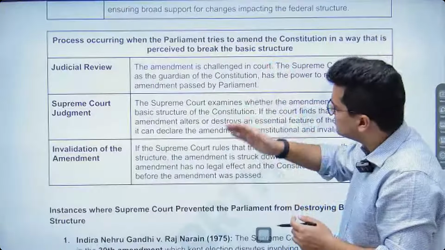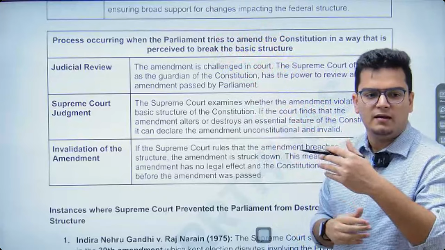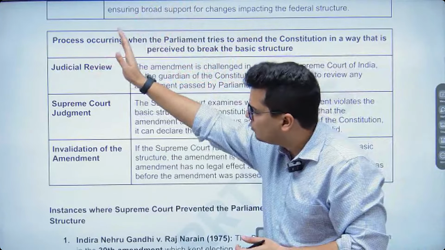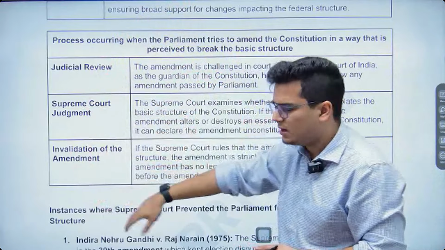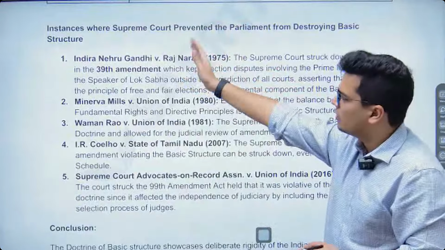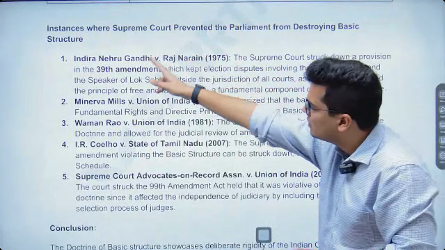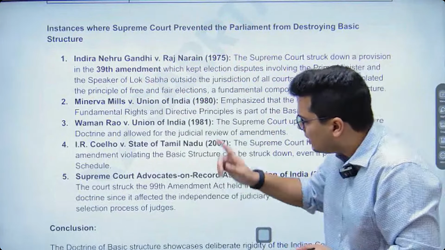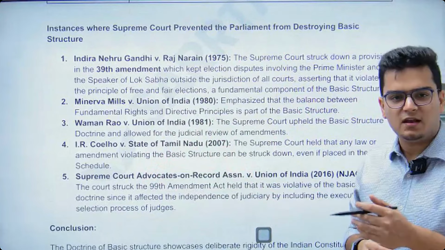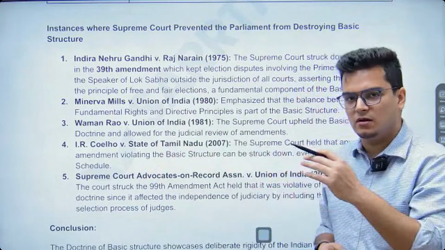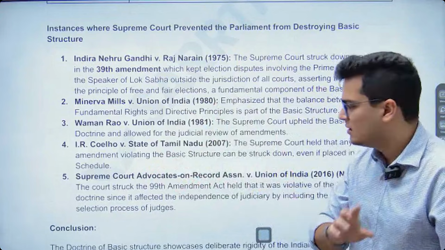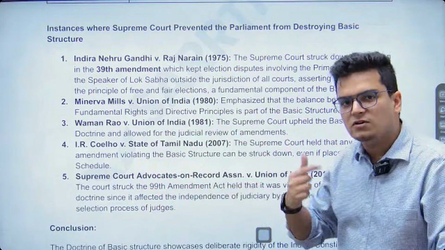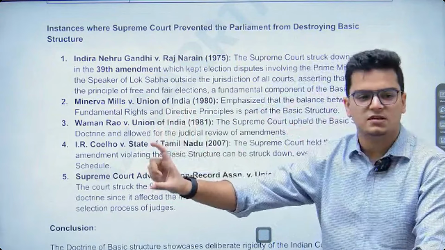Then if parliament tries to amend and it breaks the basic structure and expands its amending power, it will lead to judicial review, Supreme Court judgment and invalidation of the amendment. And this has happened here. For example, in Indira Gandhi versus Raj Narain, the 39th amendment was held violative. Then in I.R. Coelho, it was held that even if you place something in the 9th Schedule, it cannot be violative of basic structure. Then the Supreme Court Advocates-on-Record case, this is the NJAC case. Again, it was held that this is violative of basic structure and you cannot put it here.